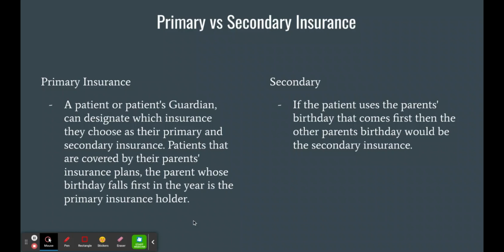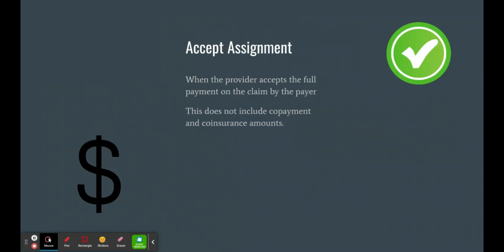For secondary insurance, the second parent's birthday would be the secondary insurance. So, for the example I used for the primary insurance, your mom would be the secondary insurance. Accept assignment. This is when the provider accepts the full payment on the claim by the payer. This does not include co-payments and coinsurance amounts.